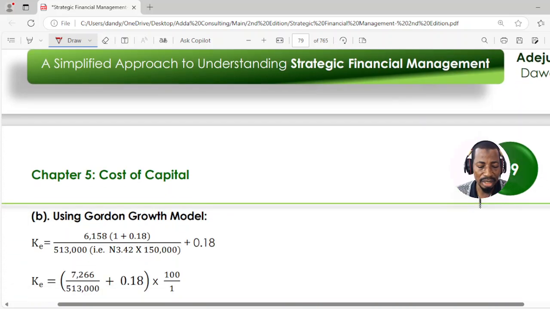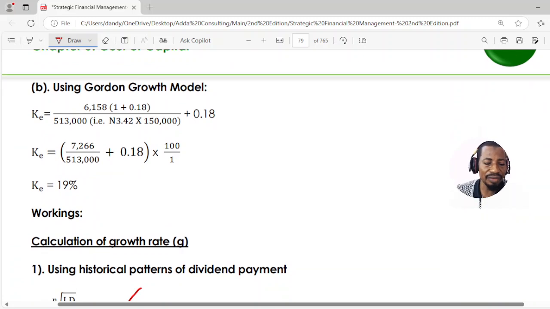Then number B, the cost of equity using the Gordon growth model. Again, the value of dividend will still remain at 6,158. The market value of equity will still remain at 513,000. But the growth rate using the Gordon growth is 18%.